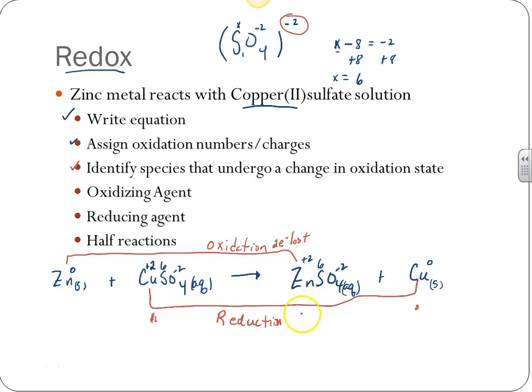from the zinc. On the reduction, we've gone from a positive 2 to a 0. That's also 2 electrons. But since we're going from a positive 2 to a 0, we're decreasing in charge, so that's 2 electrons gained.